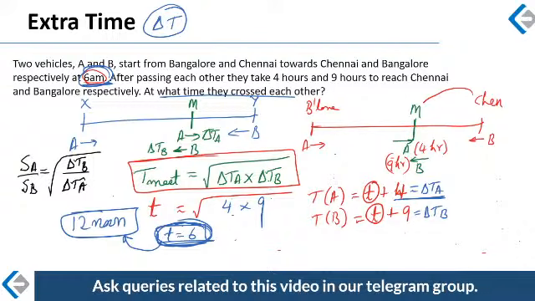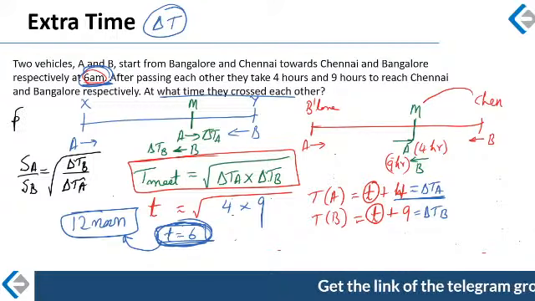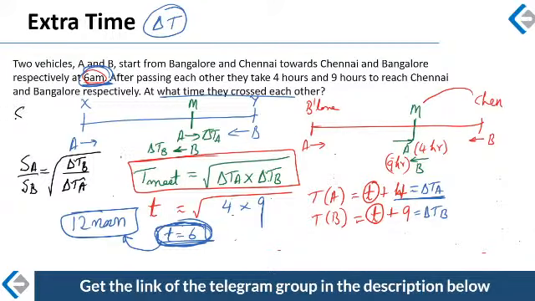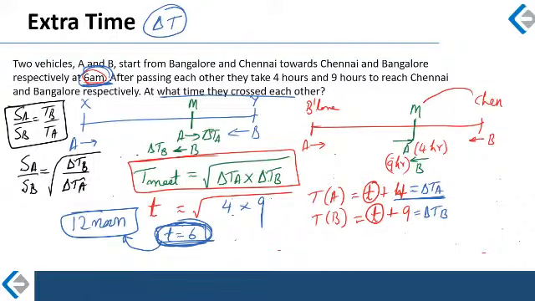Generally, if you know the total time, not the delta time, how do you write speed of A by speed of B? You would have written this as time taken by B divided by time taken by A, in inverse proportion. Here, TA and TB is the total time taken by A and B.